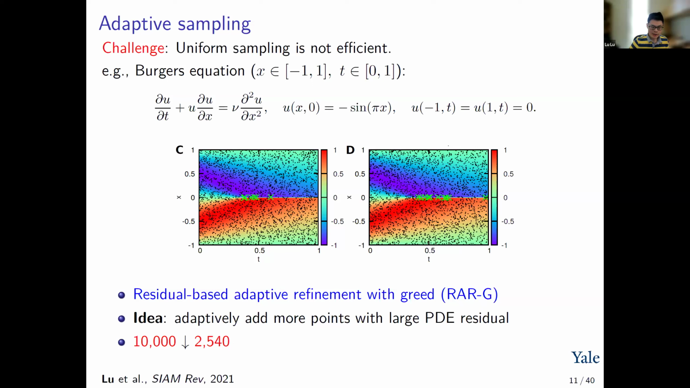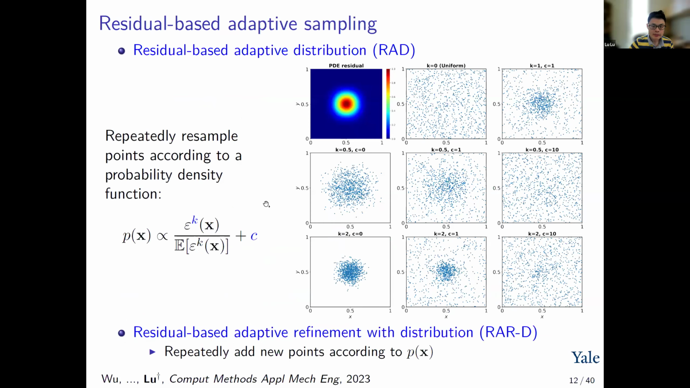So this is one way to do the adaptive sampling, and you can see this is sort of a greedy method. We add more points in the location with the largest error. Or instead of doing this greedy version of adaptive sampling, we can do this adaptive sampling in a more balanced way.